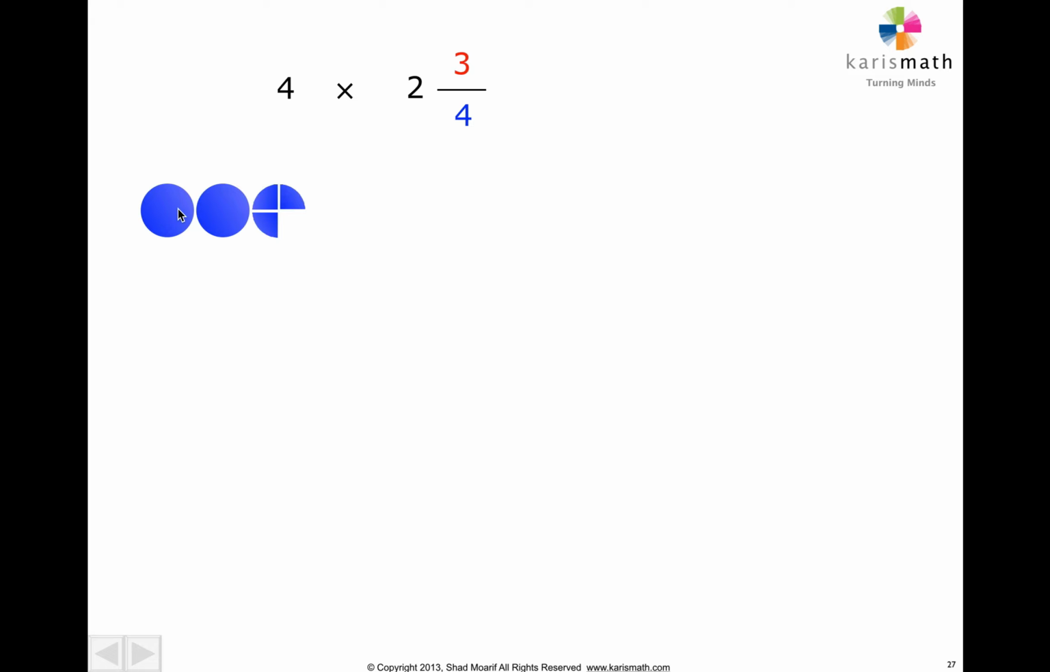how many quarters do these two make? Well, they make, if you do 2 times 4, these two will make 8 quarters there. And then 3 more quarters. If we add that to 3, we get 11 quarters.